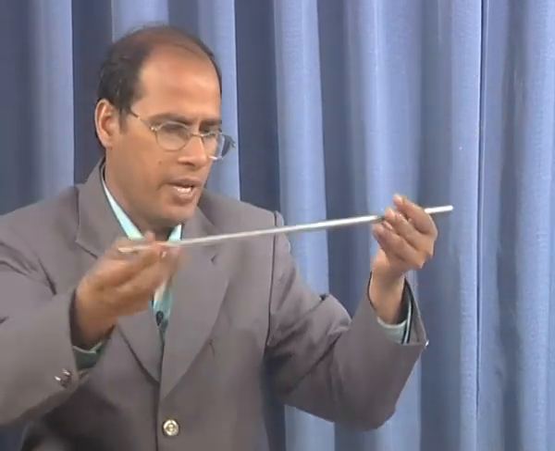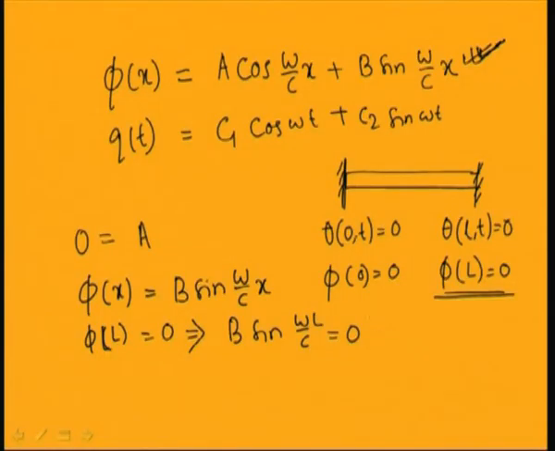So, when we are taking b not equal to 0, our expression will reduce to sin omega L by c equal to 0. This implies that sin omega L by c equal to sin n pi, so n equal to 1, 2, 3. You can put different values of n, so n equal to 1, 2 and other values.